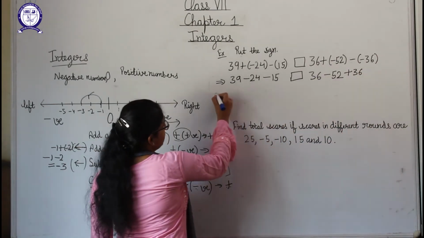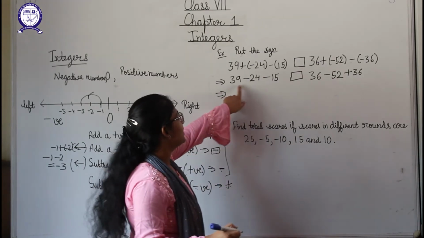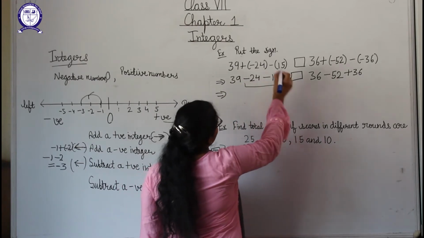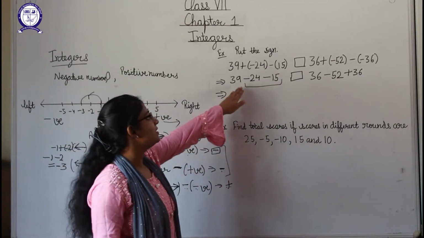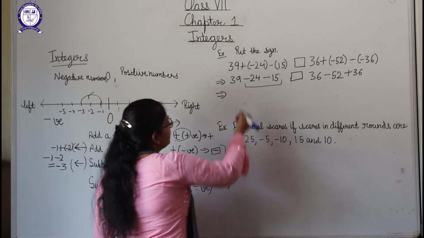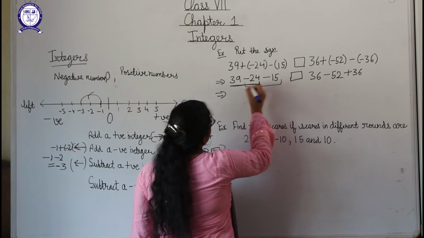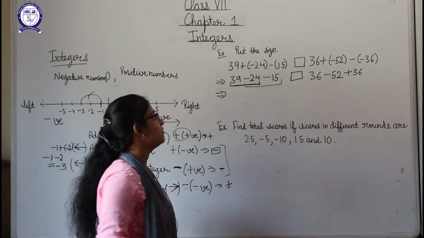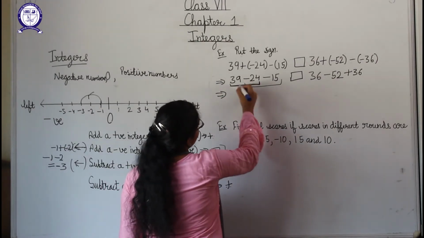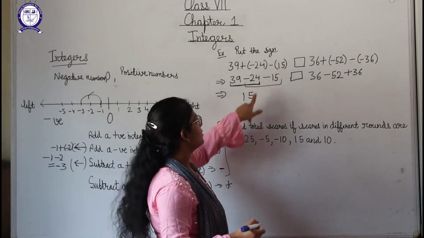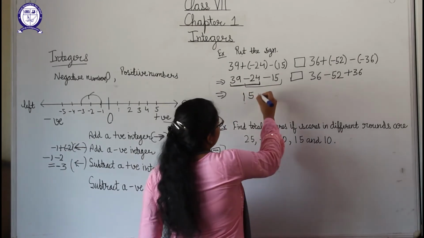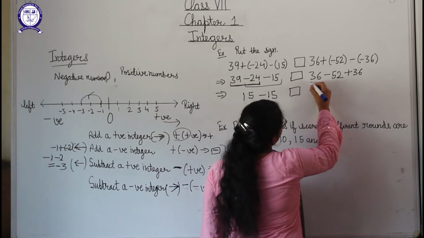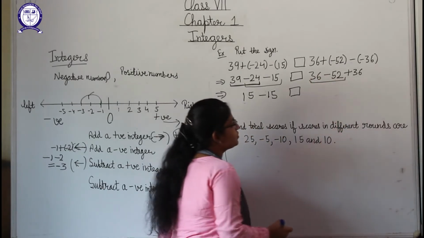Now we will solve. Here it is 39. 39 minus 24, what will be the answer? Students, you can calculate it in any manner. You can solve these two first and then subtract from 39, or you can calculate these two first and then subtract 15. So here 39 minus 24, what will be our answer? 9 minus 4 is 5 and 3 minus 2 is 1. Means 39 minus 24 is giving us 15, and here is minus 15 with us. We have to put the sign. Now what we will do here, 36 minus 52, what will be our answer, students?